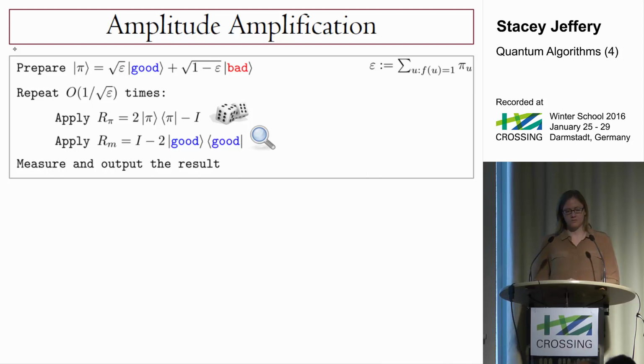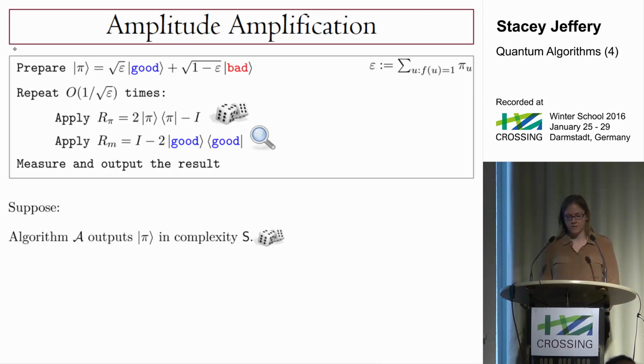And then the second reflection, r sub m, is also really the same as our checking reflection from Grover's algorithm. It's now going to put a minus sign in front of the good state, and it's going to fix everything orthogonal to the good state, or in particular it's going to fix the bad state. And by repeating these 2 reflections, we can get a state which has constant overlap with the good state.